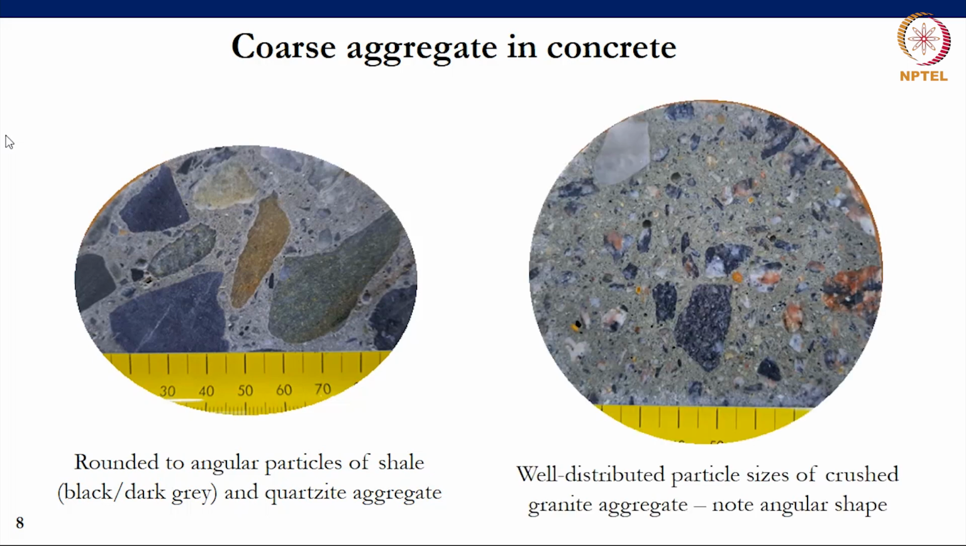Here's an example of a fairly well graded coarse aggregate, also sold as a 19 millimeter aggregate. In this case, it's a crushed granite, and particle sizes range from about 20 millimeters, 25 millimeters down to 9 millimeter sizes. But note, however, the fairly angular nature of the larger aggregate particles.